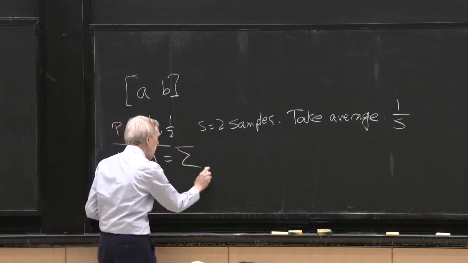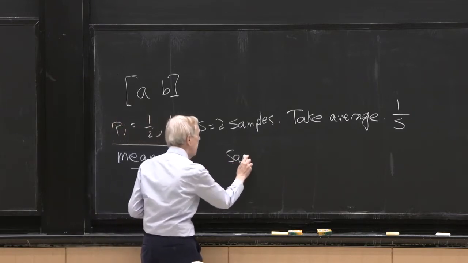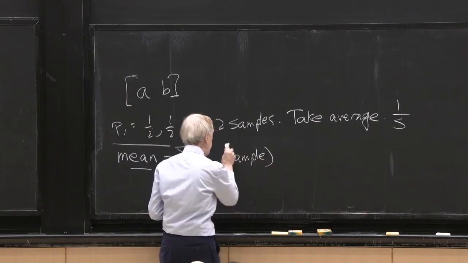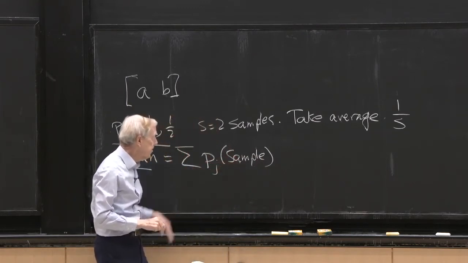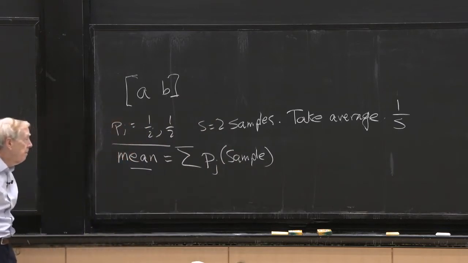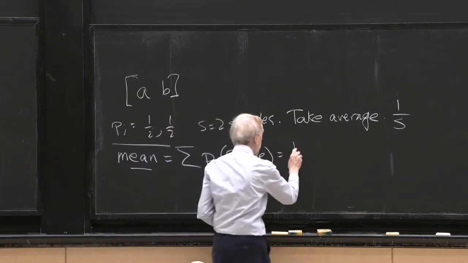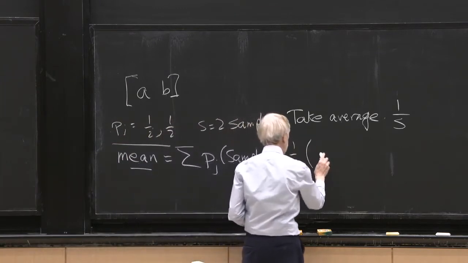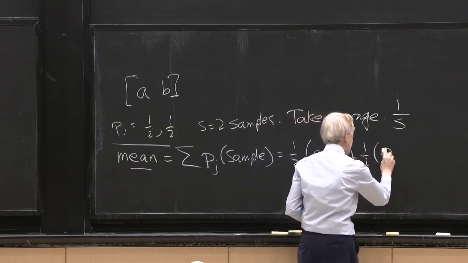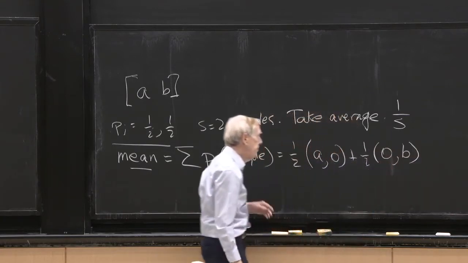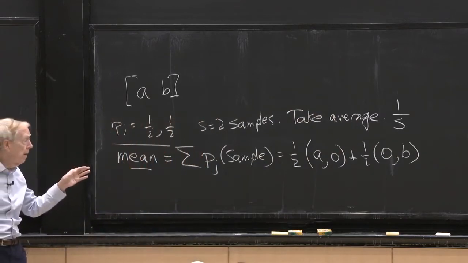The general formula is you add up all the possible samples times their probabilities. And in this case, the probabilities are 1/2 that the sample is A0 and 1/2 that the sample is 0B. So those are my two samples.